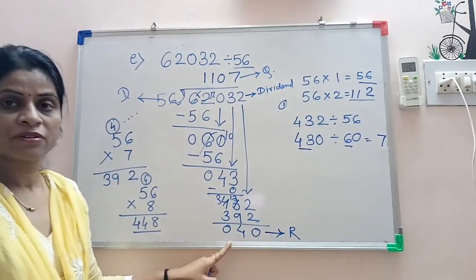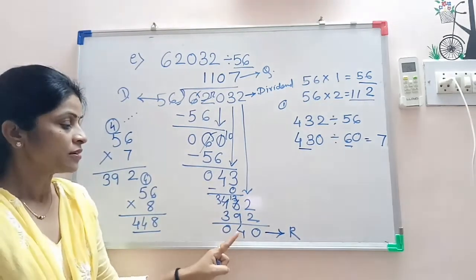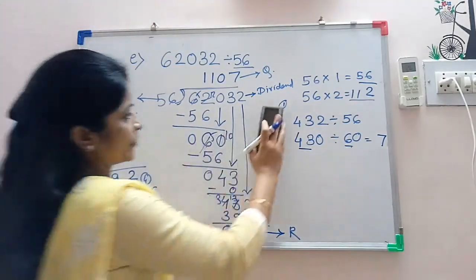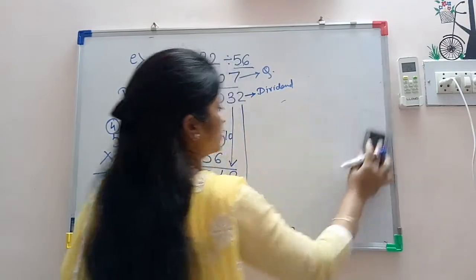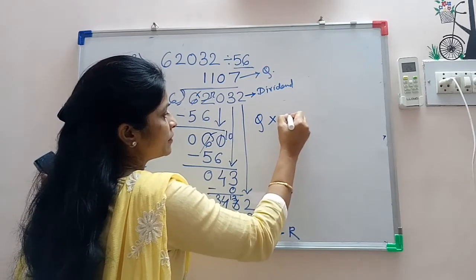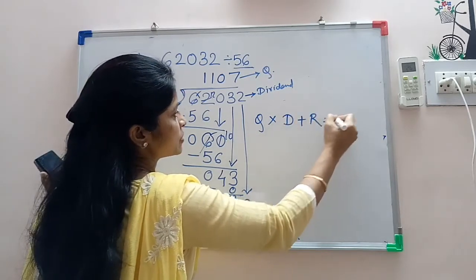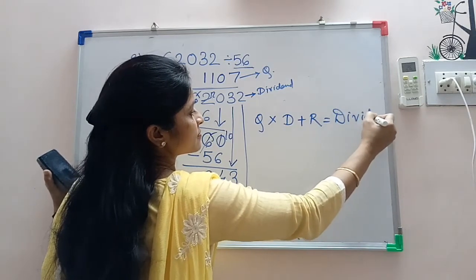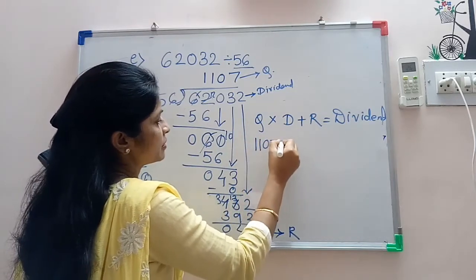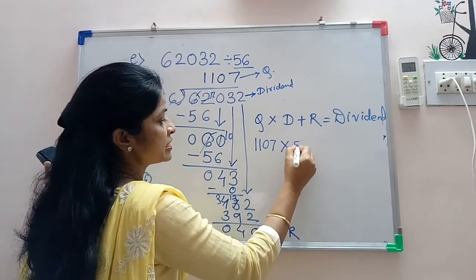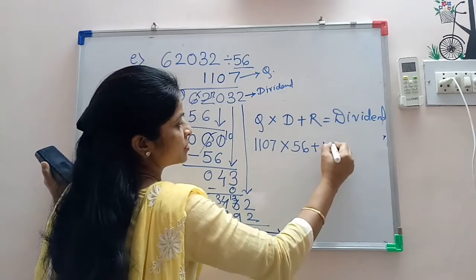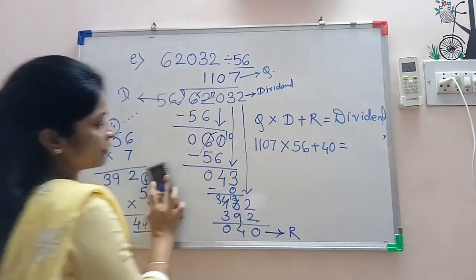Now we will check by multiplication whether this long division is correct or not. For that we will use the formula. Quotient multiplied by divisor plus remainder is equal to, you will get dividend. Now student, we will put all the values. 1107 multiplied by 56 plus what is the remainder? 40. Now if we will do this, we will get the dividend.